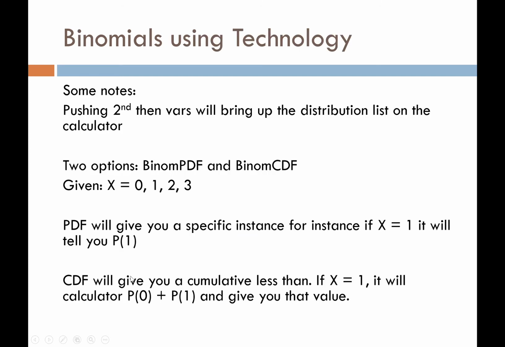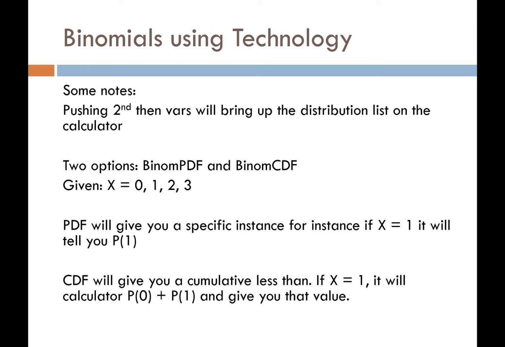All right, so binomial using technology. You can use your calculator to do this. Pushing 2nd VARS will bring up the distribution list. This is for your TI-83 or TI-84. There are two options, binompdf and binomcdf, given that x is equal to 0, 1, 2, or 3. PDF will give you a specific instance, for if x is equal to 1. For instance, with the last problem we did, we wanted P of 0. If you wanted to know P of 0, you could use PDF, and that will tell you specifically what happens at 0.